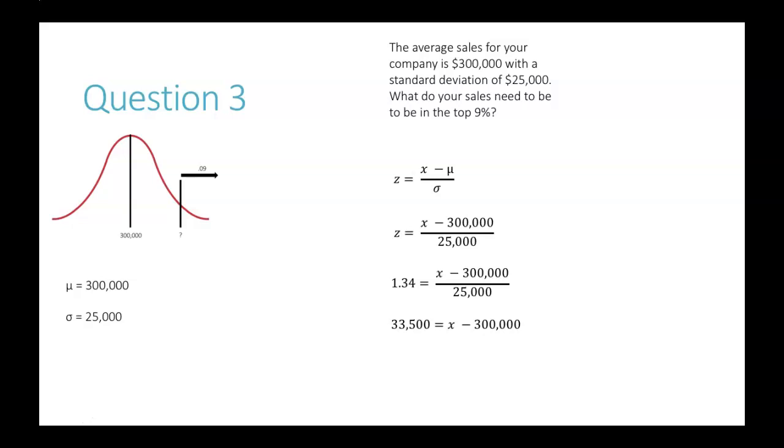Now, we just solve for x, and we find our x equals $333,500. Meaning, we need to sell $333,500 in order to be in the top 9% of our sales.